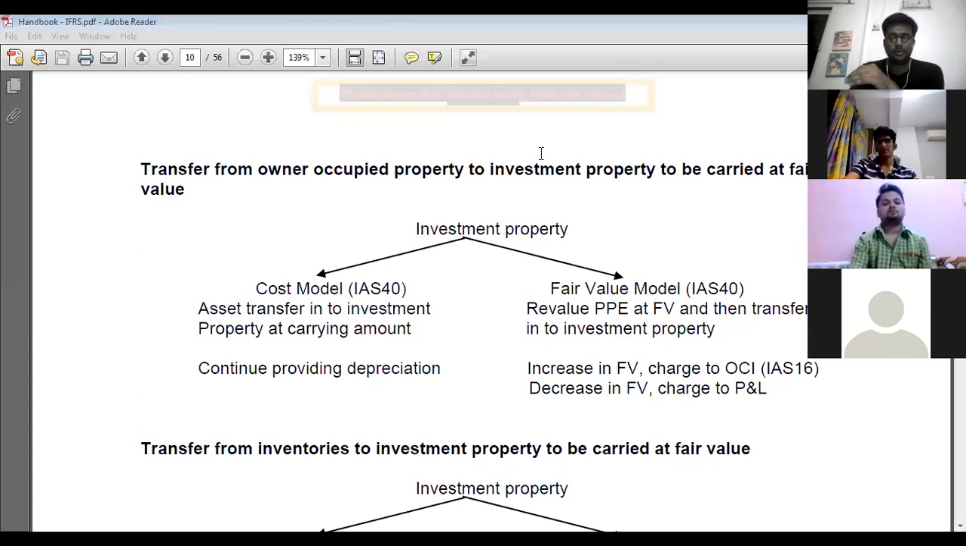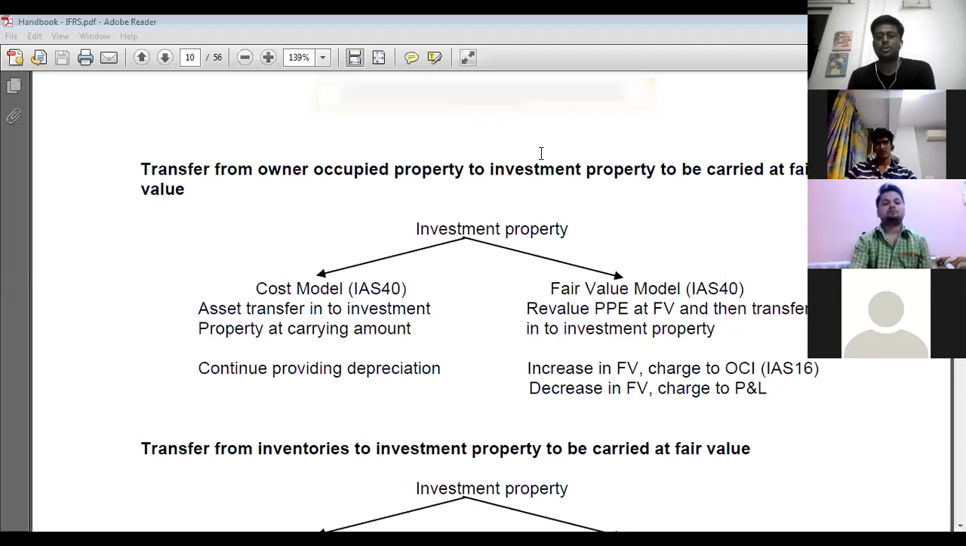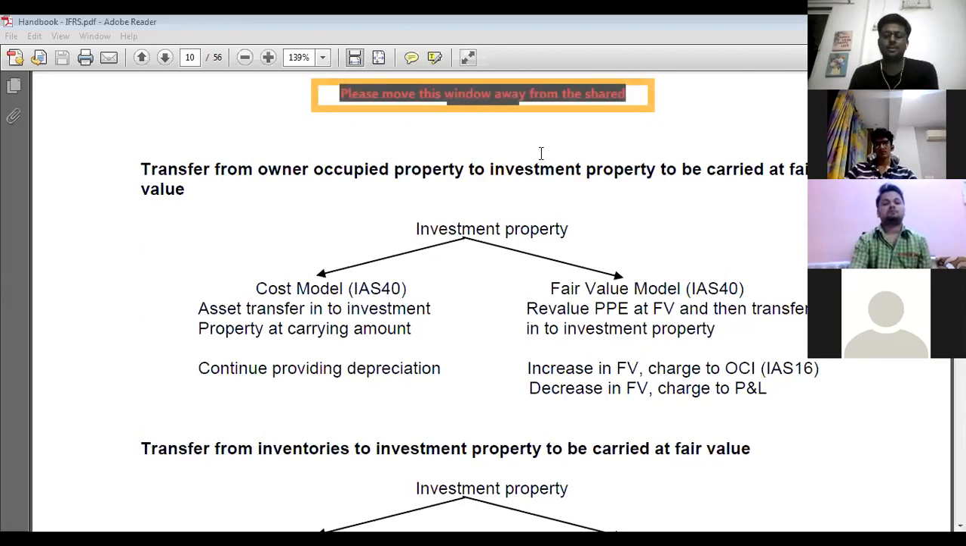So now, from transfer to investment property, that means currently the building was owner occupied and now it is vacated and given on rent to someone, or we can say it is just held for capital appreciation. Whenever a building or land is owner occupied, we are following IAS 16 Property, Plant and Equipment, and after transfer we need to follow IAS 40.